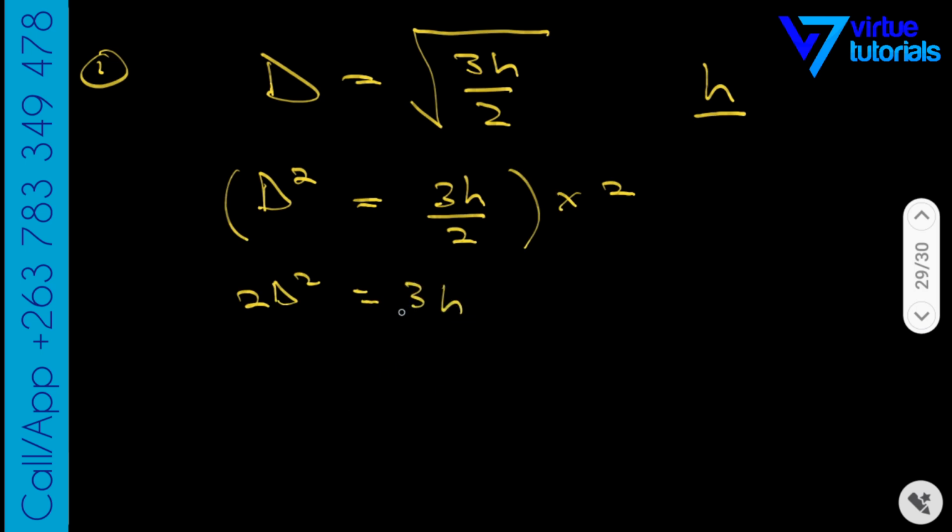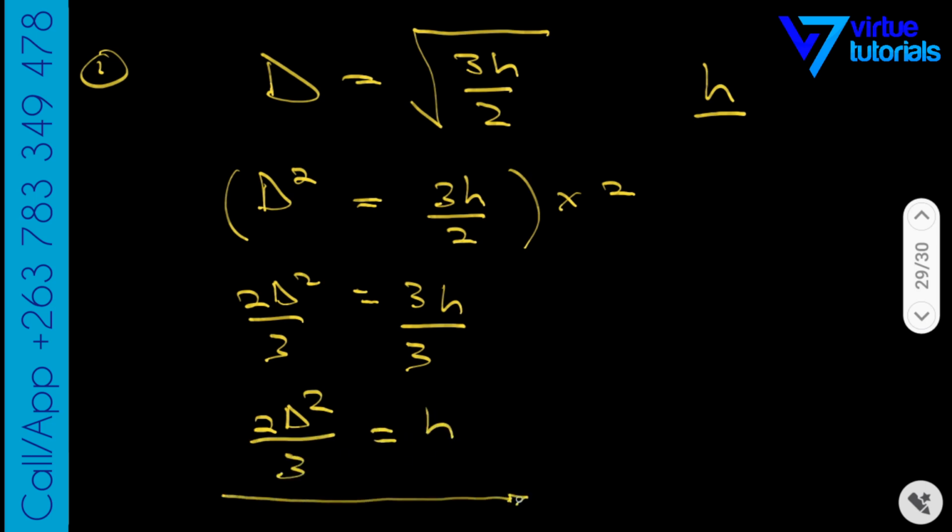Now the last thing is to remove this 3. So we divide both sides by 3. You now get 2d squared over 3 is equal to h. So that there is your final equation there, right? We've made x the subject of the formula.